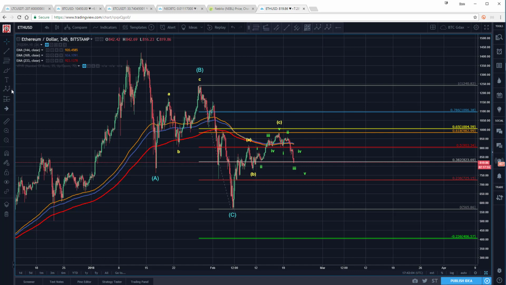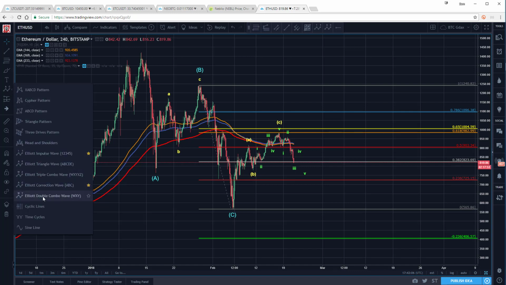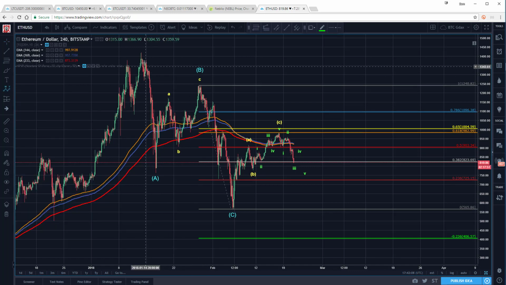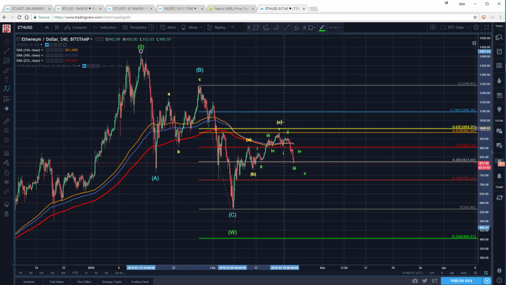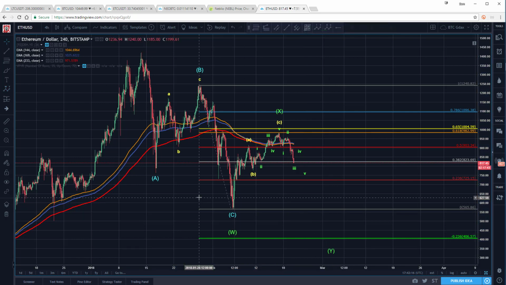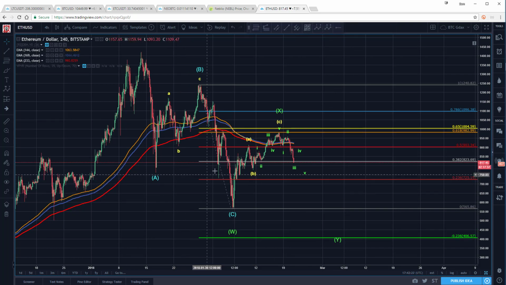If I come over here, this would be extremely bearish. This would be our first ABC to our W. Then this would be our corrective X wave, and we'd be looking down here for a Y. Yeah, that's discouraging.